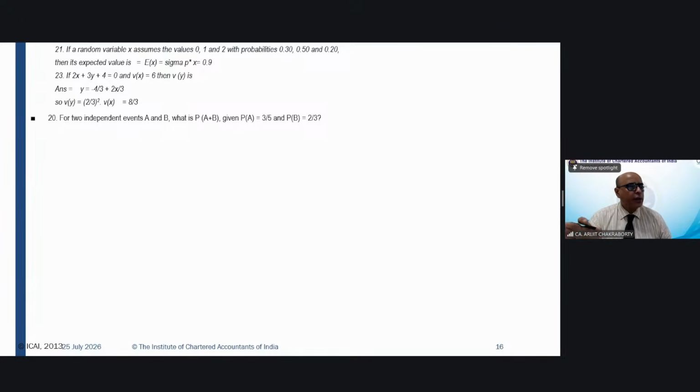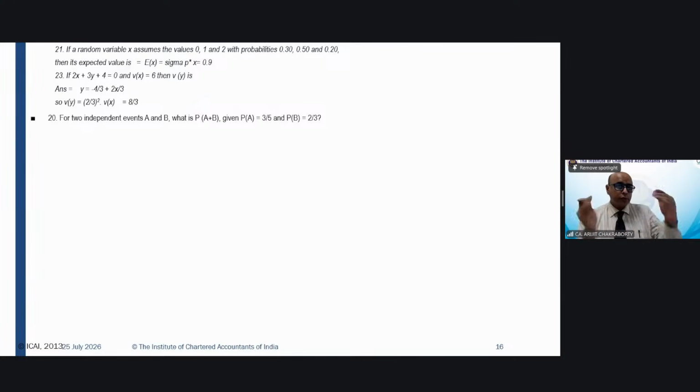23rd question is also fairly simple. We have done similar problems. The variance of X is given as 6. Variance of Y we have to find out. So Y we are writing as minus 4 by 3 plus 2x by 3. That means here the value of B is 2/3. We know the formula: variance of Y is equal to B square into the variance of X.